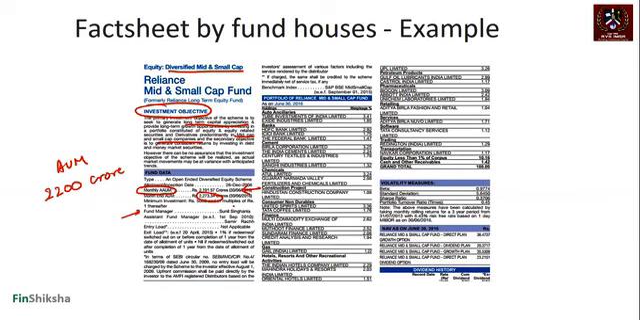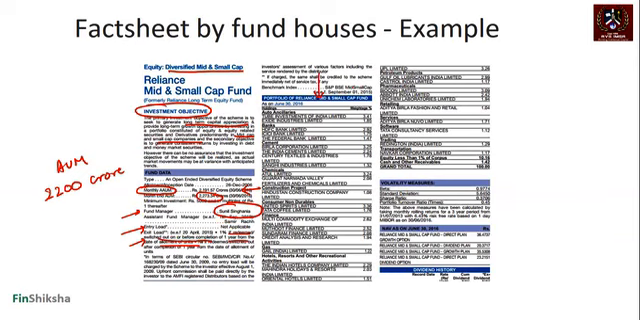Then who's the fund manager? Sunil Singhania, right? When is the fund available from? Entry load is not applicable. Exit load 1% if redeemed or switched out on or before 1 year from the date of allotment of units. So if you take out the money before 1 year, then you will lose 1% of your return.